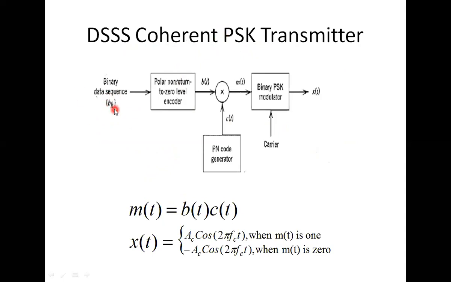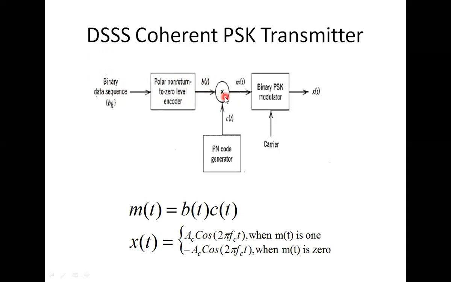So the binary data sequence b_k is first converted into polar form. This is a sequence of zeros and ones. So here we have a block which converts this data into polar form. So b(t) is in polar form. That means 0 is represented by -1 volt and bit 1 is represented by +1 volt. So we have a system which does this, which is a polar non-return to zero level encoder. So b(t) is just a signal which takes only two values, either -1 volt or +1 volt, depending on the data bit sequence.